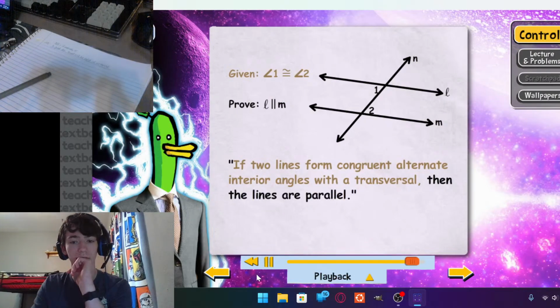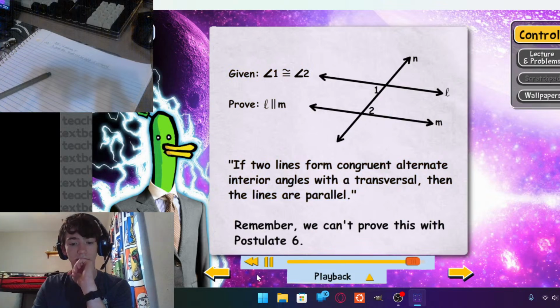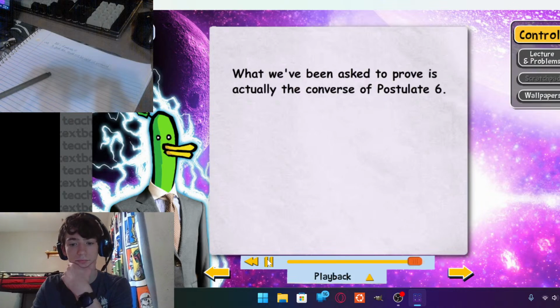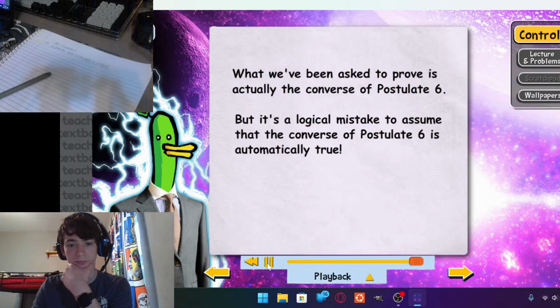And in the conclusion, the then statement has to be the lines are parallel. We can't use postulate 6. Remember, we were tempted to use that, but it's wrong because it's assuming that the lines are parallel and then concluding that the angles are congruent. And this is actually the converse of postulate 6. But by now, you know that we cannot automatically assume that this converse is true just because we're assuming that postulate 6 is true. That's a logical mistake.